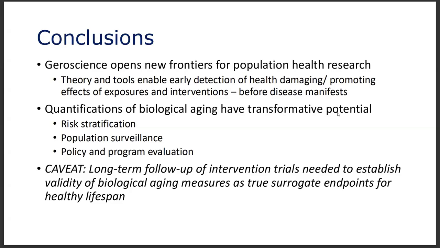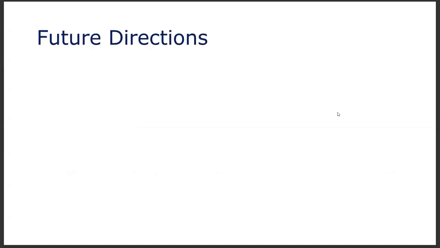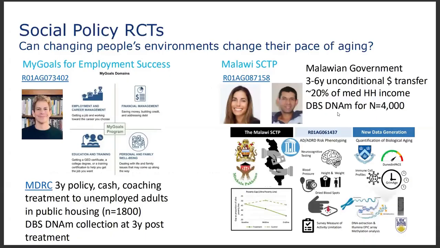This is the sort of caveat that we can show these things predict mortality, we can show they may be modified by interventions, but until we have all the data to establish that they mediate the interventional effect on mortality, we can't really be certain in these tools. I showed you data from a caloric restriction trial. In another year or two, we should have data from these two social policy trials.